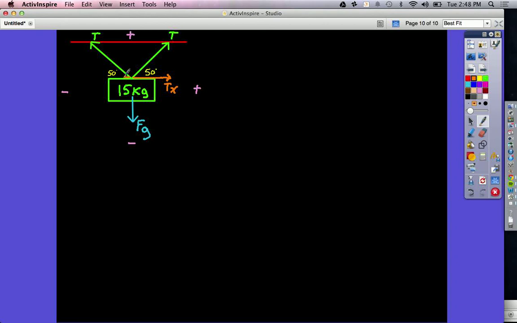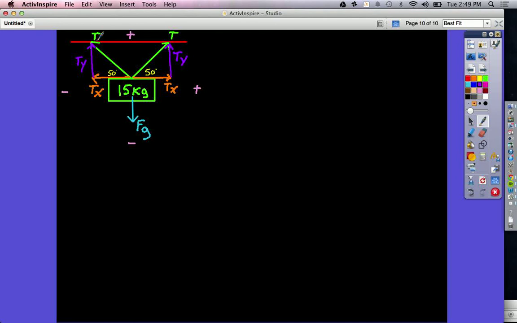And over here, since the tensions are equal, their components are equal too. So I'll call that tension in the x as well. And now the components going up are going to be the same as well. So that would be tension in the y and tension in the y. Now we're going to figure out mathematically what those are. We won't get numbers because we don't know what the tensions themselves are.